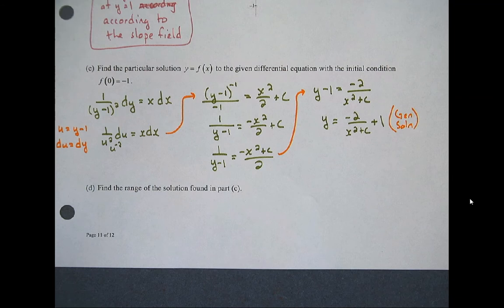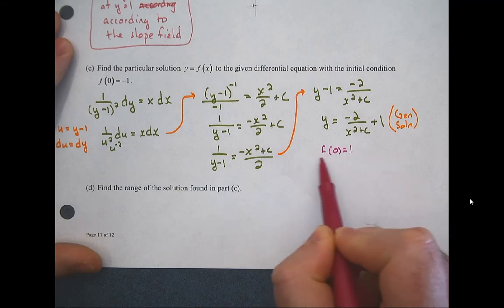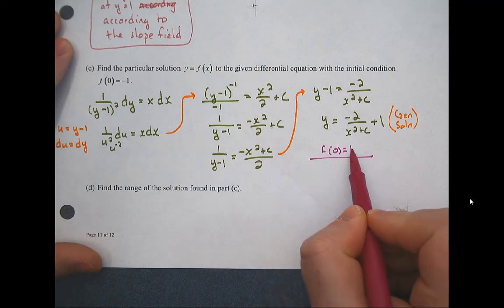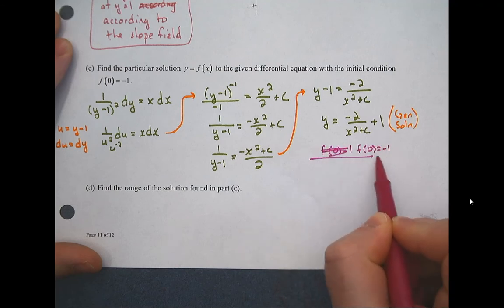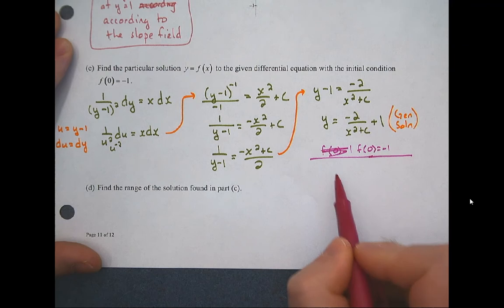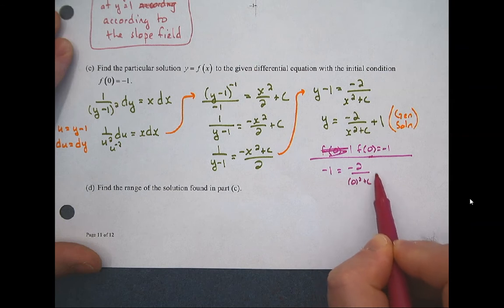Let's take maybe a nice red here. So f of 0 equals 1. No, f of 0 equals negative 1. F of 0 equals negative 1. So that means negative 1 is equal to negative 2 over 0 squared plus c plus 1.